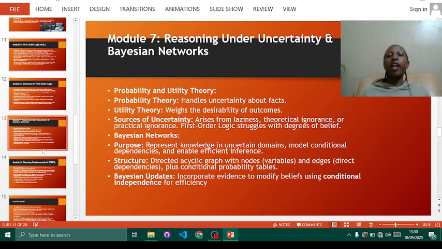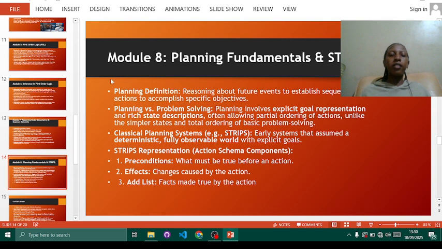Then we have reasoning under uncertainty and Bayesian networks. There is probability and utility theory under this module. Probability theory handles uncertainty about facts. What about utility theory? It weighs the desirability of outcomes. We have sources of uncertainty. Bayesian networks represent knowledge in uncertain domains. We have structure, Bayesian updates, all were in that module.